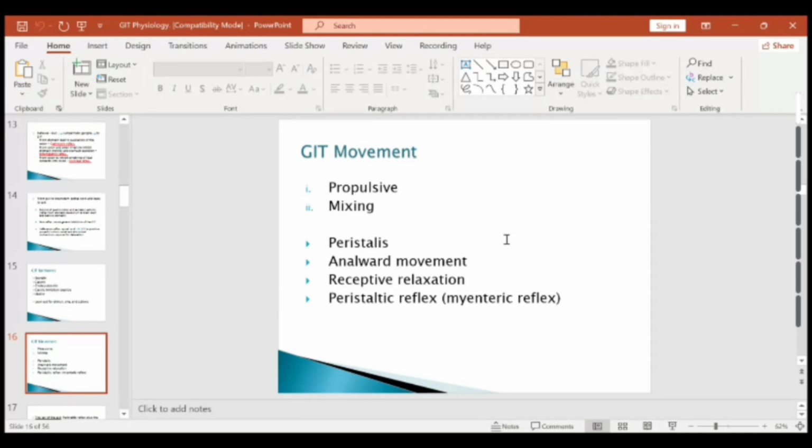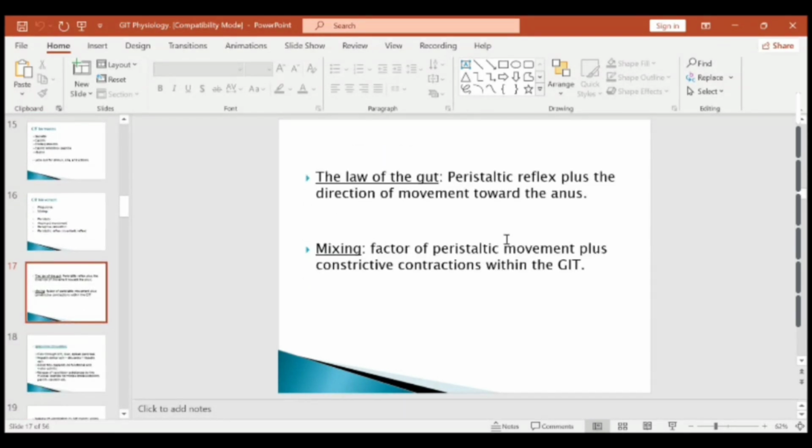So this movement occurs because of the reflexes that I said. We call them the myenteric reflexes within the GIT. We have a principle called the law of the gut, and that one is concerned with the process of peristaltic movement. So the direction always moves from your mouth towards the anus, and that one ensures that we have one directional movement. And then we have the mixing that enhances the process of digestion and absorption.